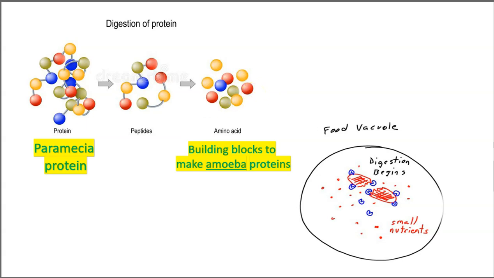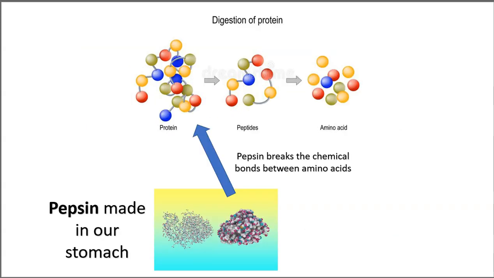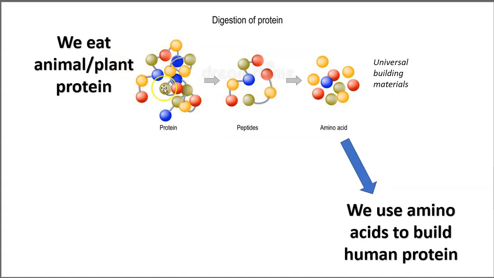We do the same kind of thing in our stomach. We have a special protein called pepsin, and it's a digestive protein that can break down the protein that we get in our diet. So when we break down the proteins in our diet, we are turning animal protein like a hamburger or plant protein into a bunch of amino acids, and then we are going to use those amino acids to build human proteins according to the recipes of our DNA.